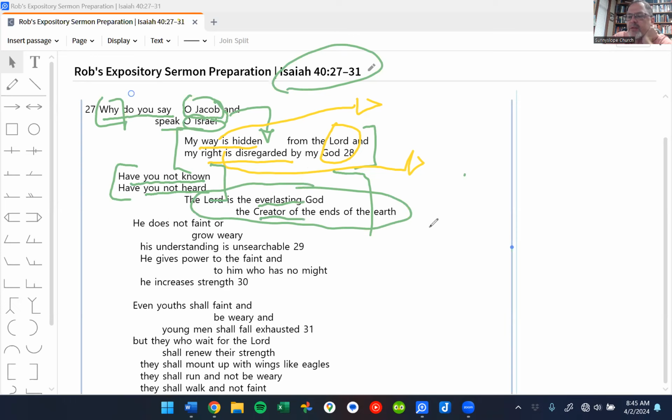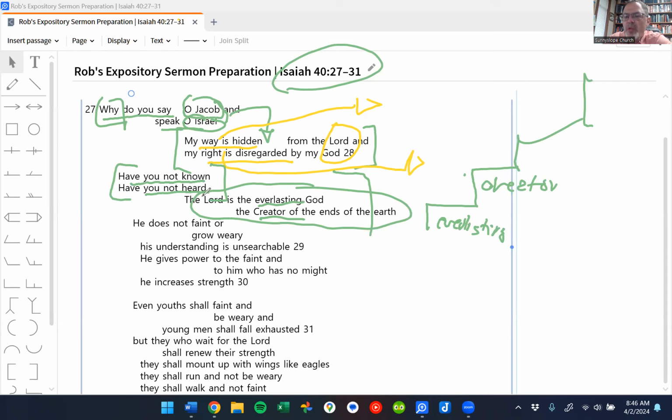Now that's, in a way, like what we call staircase parallelism. So you start off with one idea here, everlasting. And then the second phrase builds on that: he's the creator. And so it just escalates. That's another form of Hebrew poetry, where it takes one idea and builds it up one thing after the next.